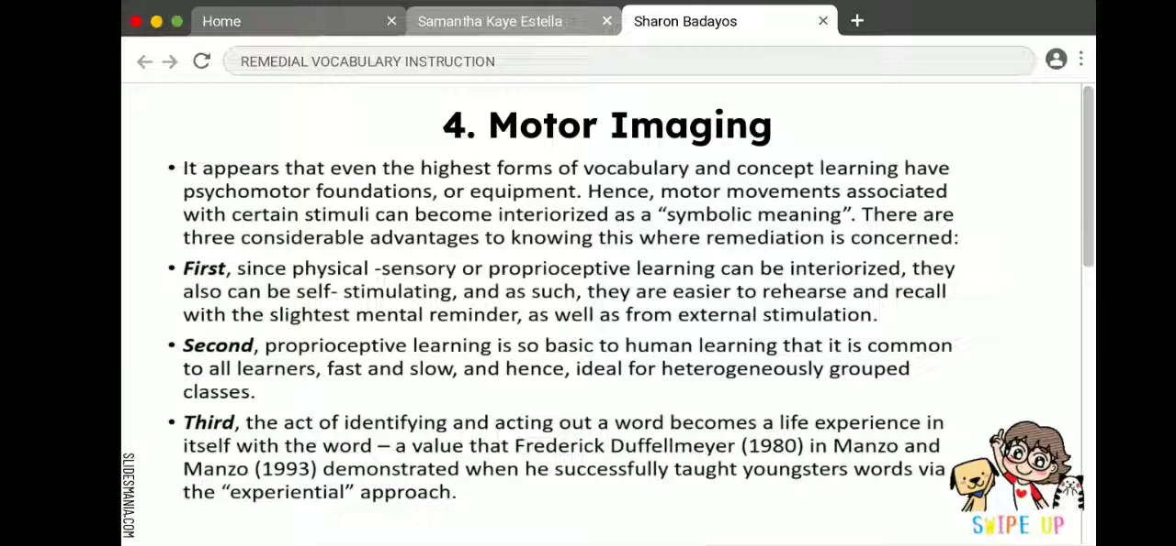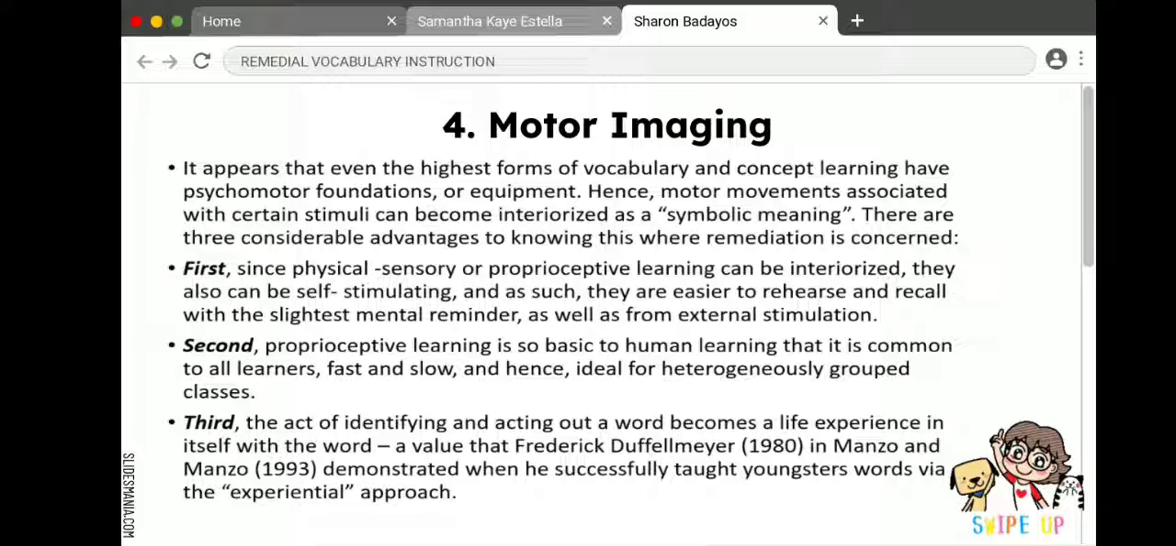Ideally speaking, proprioceptive learning is common to all learners. That's why it is ideal for heterogeneously grouped classes whereby diverse students, for example, students that have learning disabilities and students who are gifted are placed in different classrooms so that they can apply their skills and abilities at their own comfort.